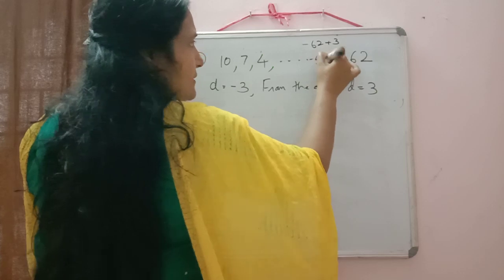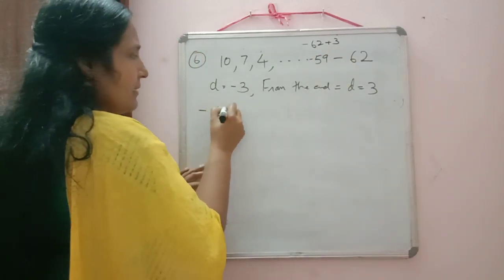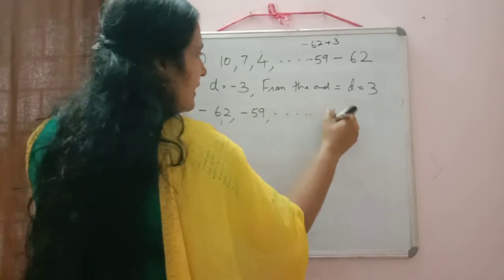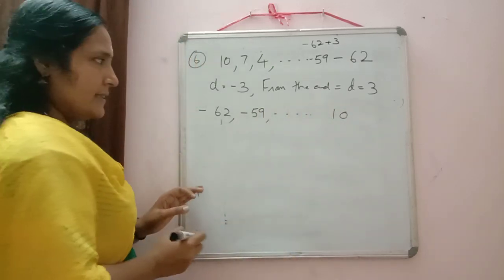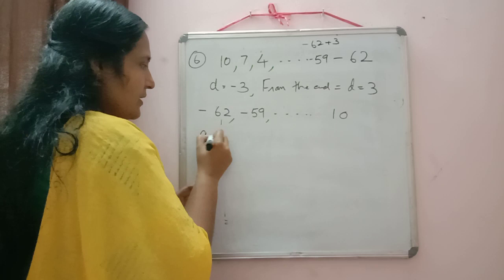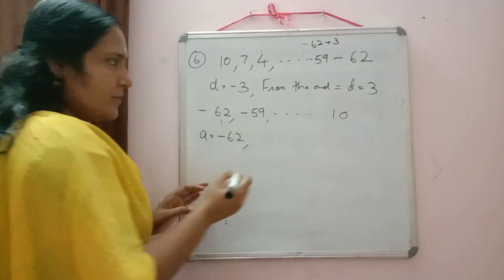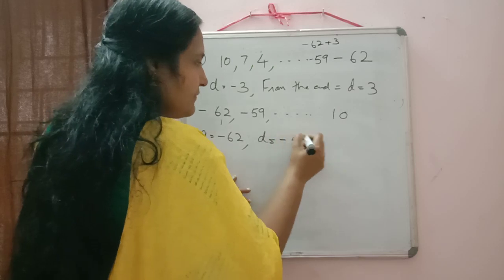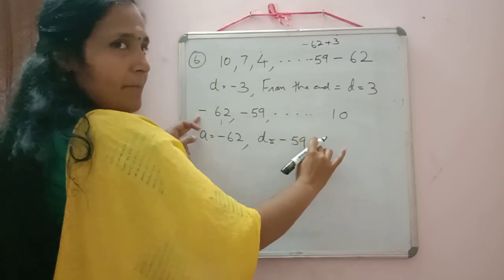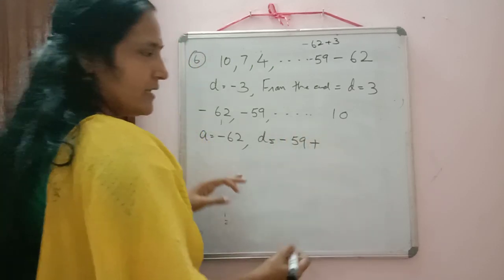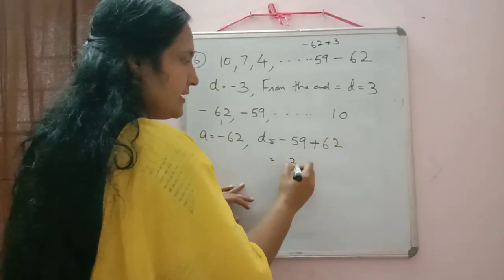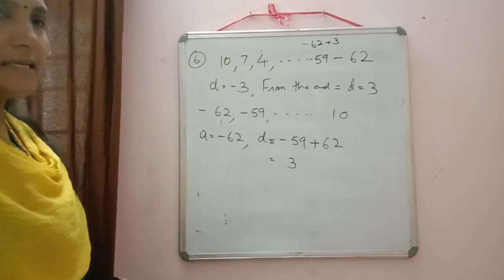If you want, we can check it here. We wrote here minus 59. So our AP will come in this way: minus 62, minus 59, etc. The last term is 10 there. So here we have A is equal to minus 62, D is equal to A2 minus A1. So minus 59 minus 62... minus into minus plus. So we'll get 12 minus 9 here, 3. So common difference is equal to 3.